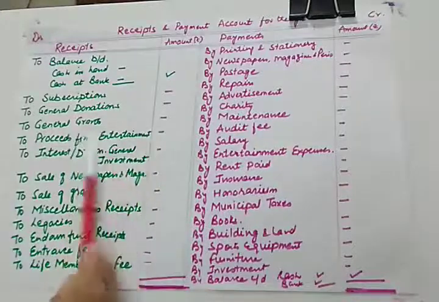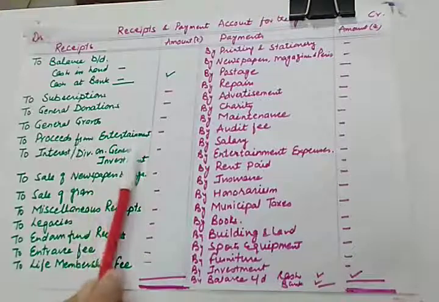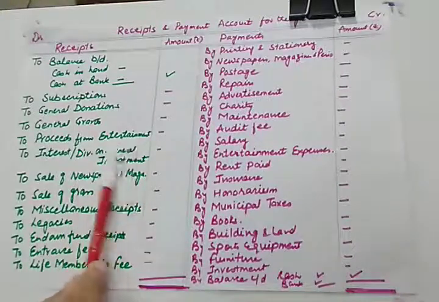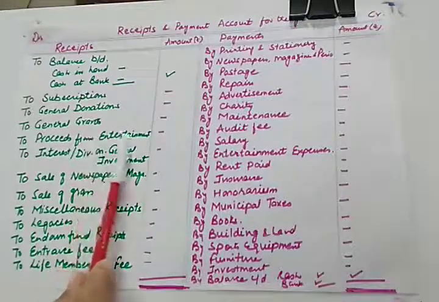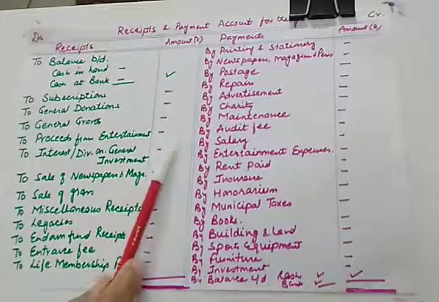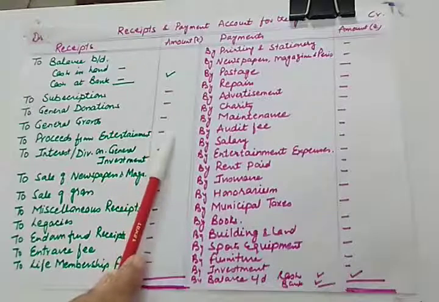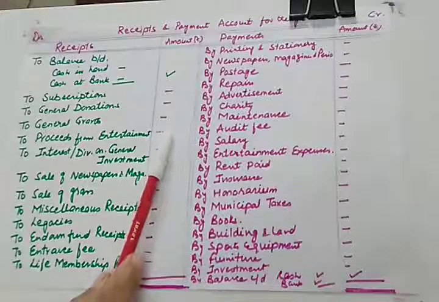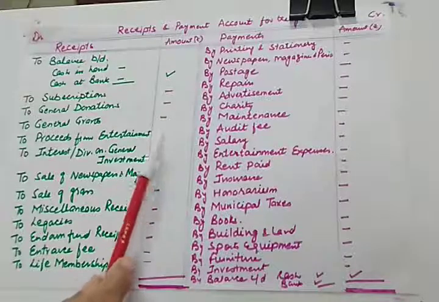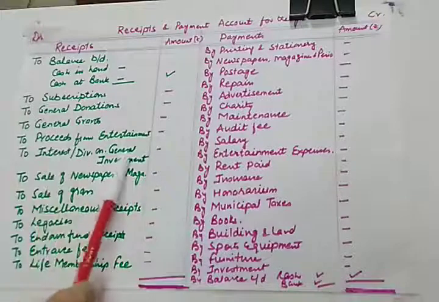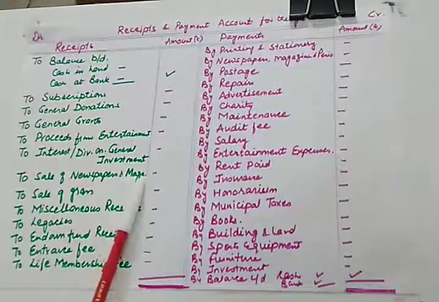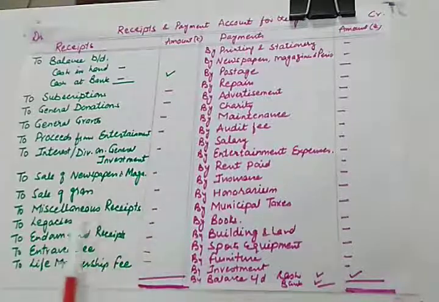General grants or specific grants, proceeds from entertainment. Suppose you have conducted some charity shows or entertainment shows. Whatever proceeds you are getting from those shows, for example sale of tickets, if you conduct a puppet show, then the receipts you are getting through sale of tickets for that puppet show will be recorded on the debit side.